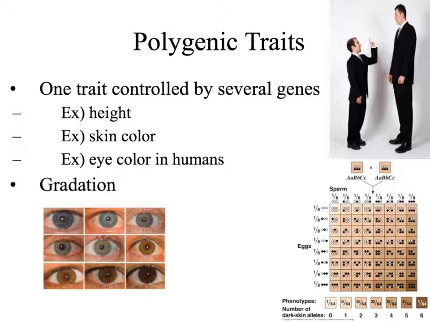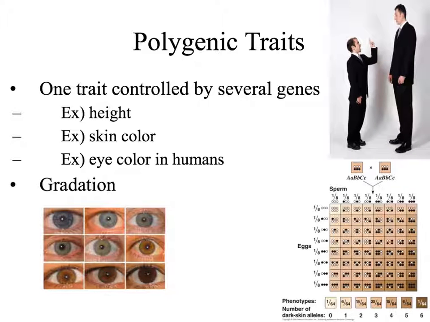Our first interesting case are polygenic traits. This is when one trait is controlled by many genes. Remember, the prefix poly means many. There are many examples of polygenic traits in humans, animals, and other organisms. In humans, we see that height, skin color, and eye color are all polygenic. We know this because if we look at the phenotypes, there is a gradation that occurs.